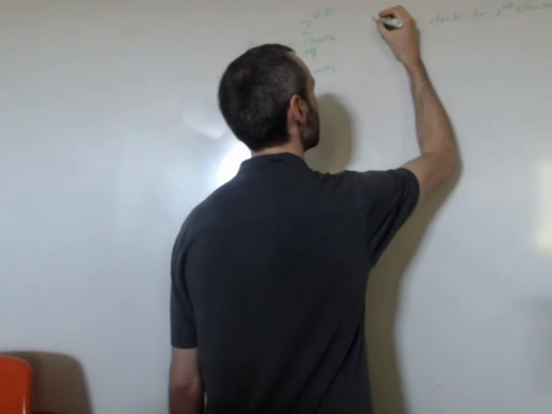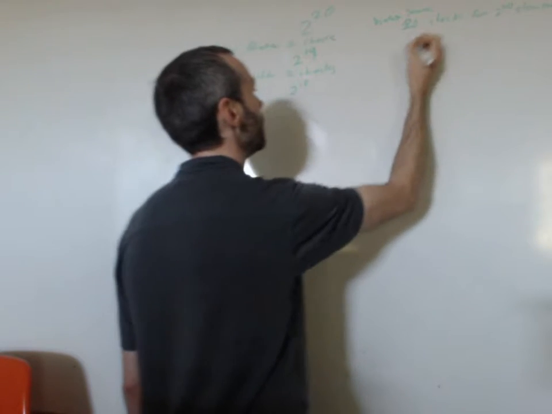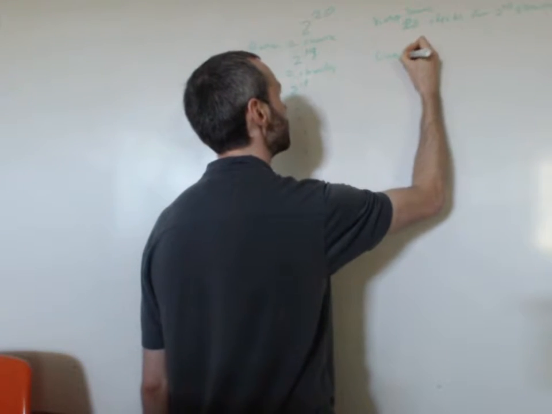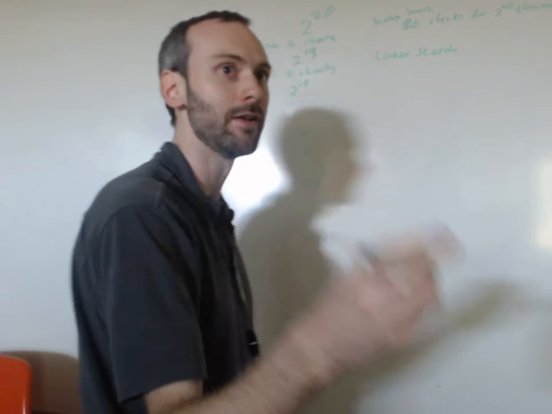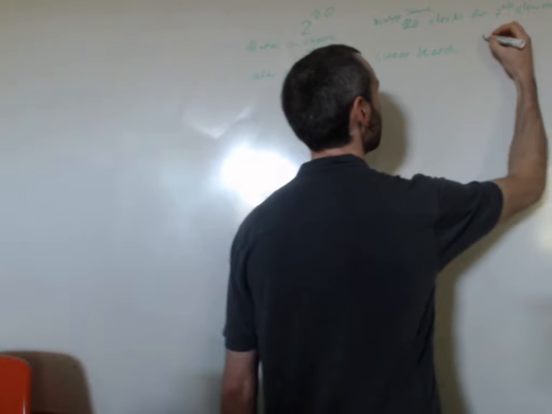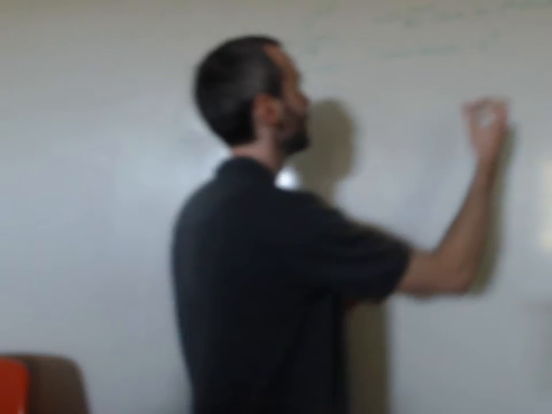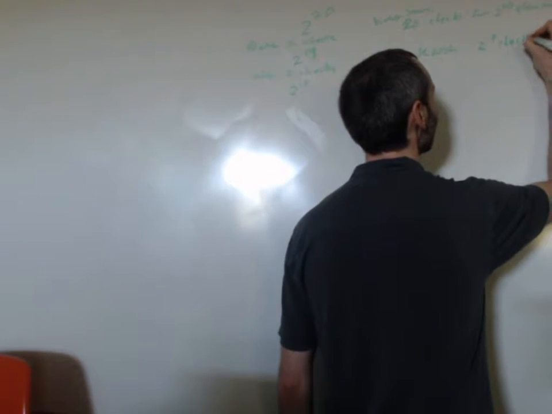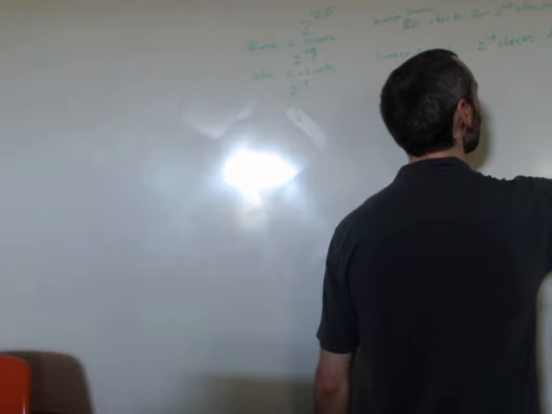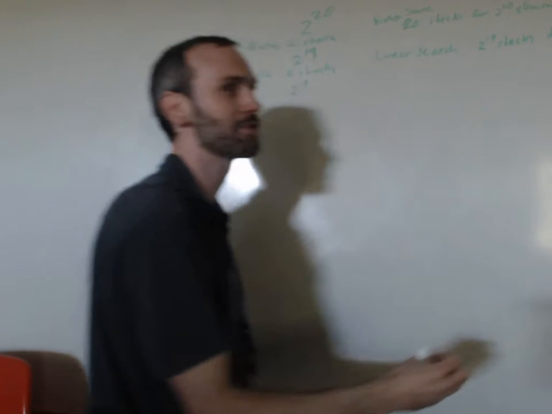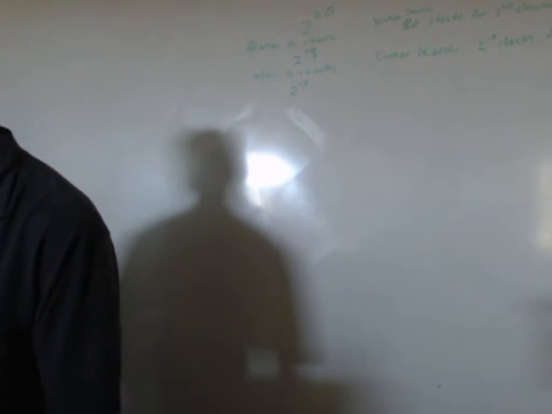Hold on. This is for binary. What would it have been for linear search? 1,000,000 checks, or on average 500,000 checks. So we'll say 2 to the 19th checks for 2 to the 20th elements. Which one's faster? The first one, okay.